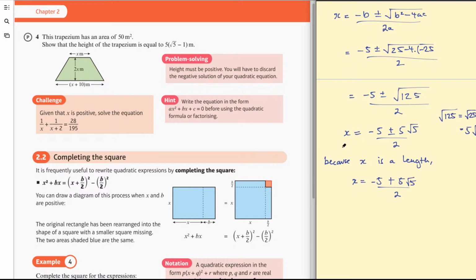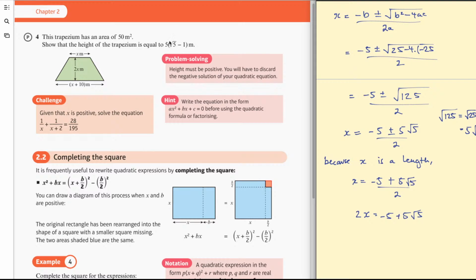And then remember the height is 2x. So if we multiply this side by 2, to get rid of that denominator of 2, we multiply it on the left hand side. We get 2x equal to negative 5 plus 5 root 5.